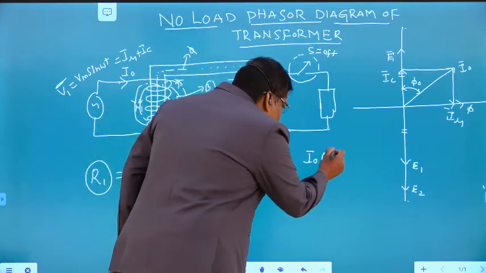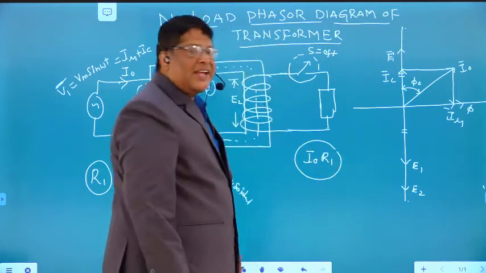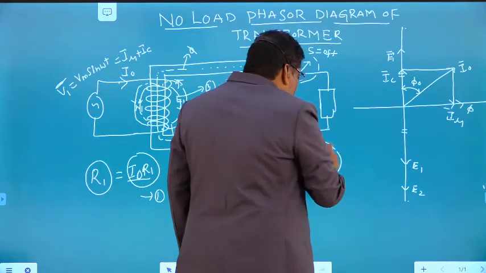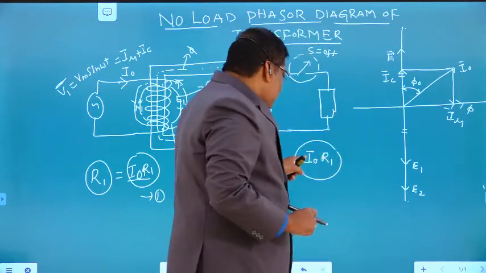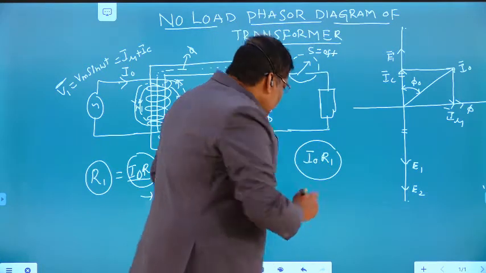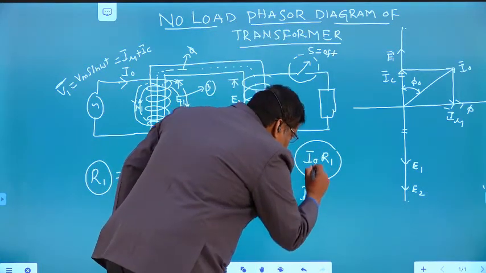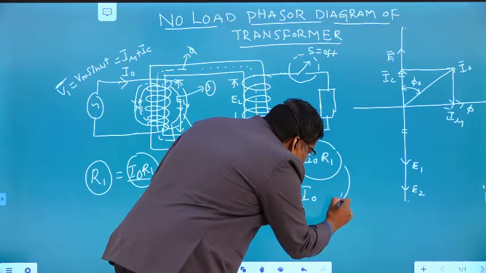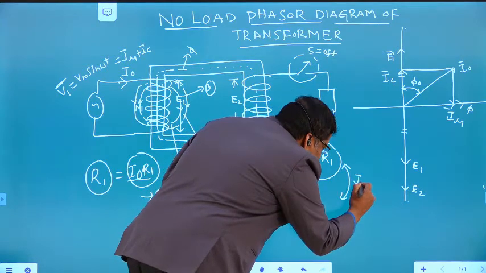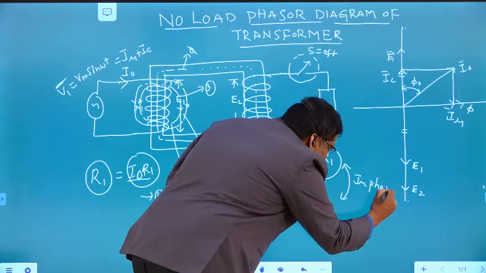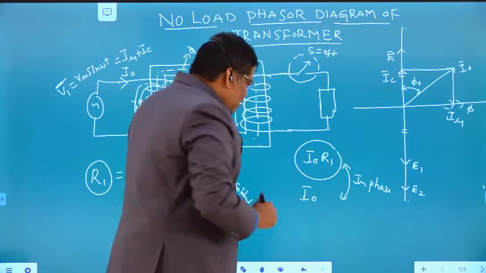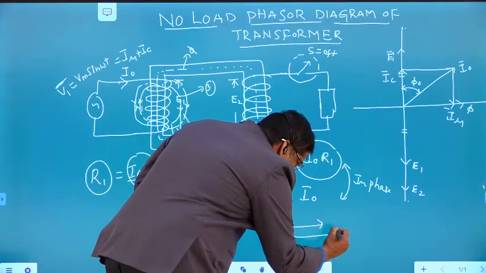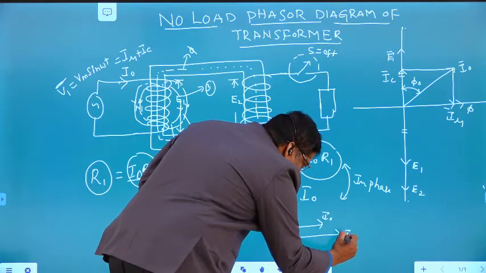Now, it is a phasor. It is a sinusoidal quantity. So, we know I0 and R1, and we multiply I0 with R1. Now, what is the phase relation between these two quantities? Both are in phase. In phase is nothing but parallel. Suppose this is a sinusoidal quantity, this is I0, I0 R1, both are parallel.